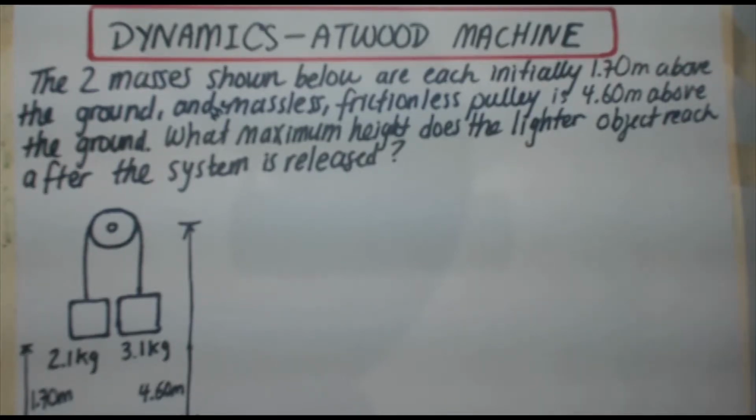The two masses shown below are each initially 1.70 meters above the ground, and the massless frictionless pulley is 4.60 meters above the ground. What maximum height does the lighter object reach after the system is released? Classic physics problem, just like the block on the ramp. Okay, except here we have an Atwood machine.